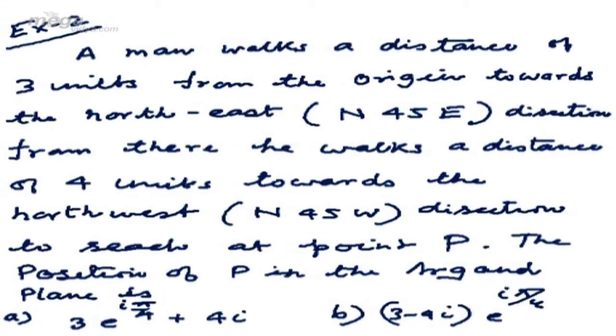Let us come to example 2. A man walks a distance of 3 units from the origin towards the northeast direction. From there, he walks a distance of 4 units towards the northwest direction to reach a point P. The position of P in the Argand plane is: A, 3 into e to the power i pi by 4 plus 4i. B, 3 minus 4i into e to the power i pi by 4. C, 4 plus 3i into e to the power i pi by 4, and D, 3 plus 4i into e to the power i pi by 4.